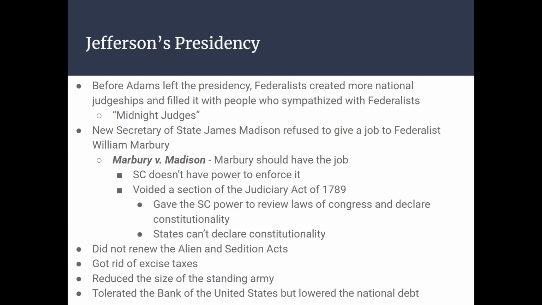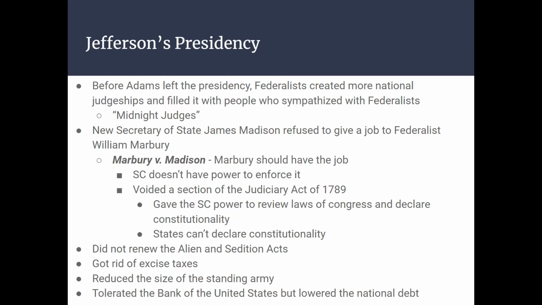It also got rid of a section of the Judiciary Act. And when they got rid of that section, this is the first example of the Supreme Court's power to review laws. It's called judicial review, and they can declare that laws are unconstitutional or not. They also said that states can't declare constitutionality, so those Virginia and Kentucky resolutions, they can't do that.